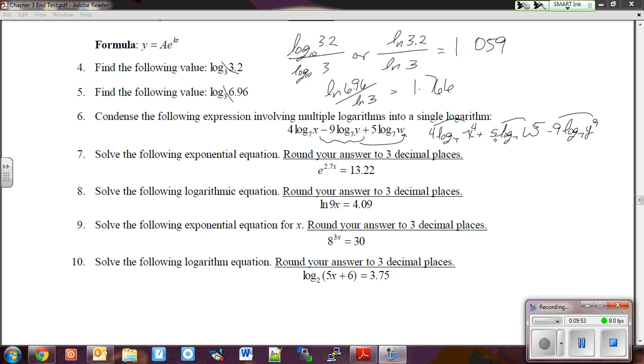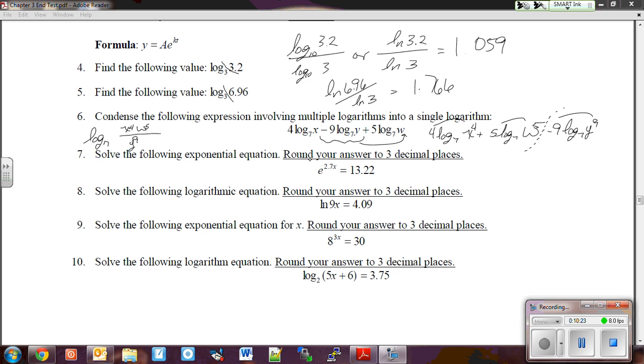So you can condense these first and then do this one, or if you realize that this one is going to be on the bottom, I can draw a little fraction bar. This is going to be on top, this is going to be on the bottom. So the answer, I'm going to write it over here, is going to be the log base 7 of x to the 4th, w to the 5th, over y to the 9th. That's your answer.